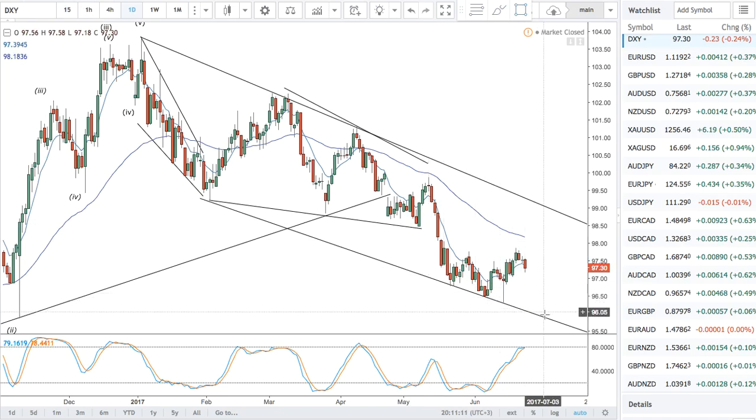So I would look for another low, which suggests to me that Euro US dollar will move up for one more high and then maybe a bigger correction, perhaps.